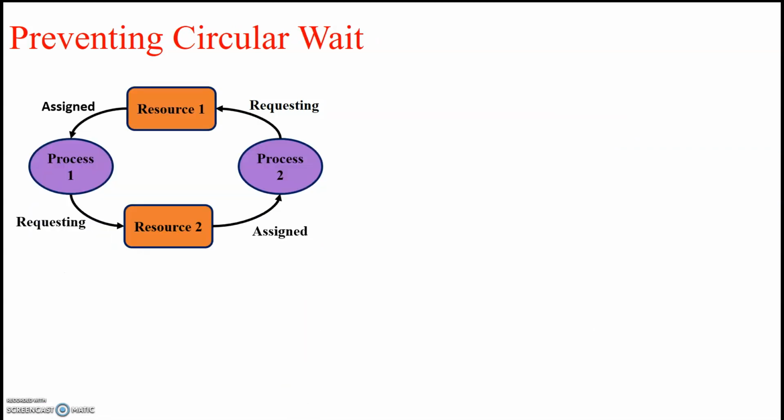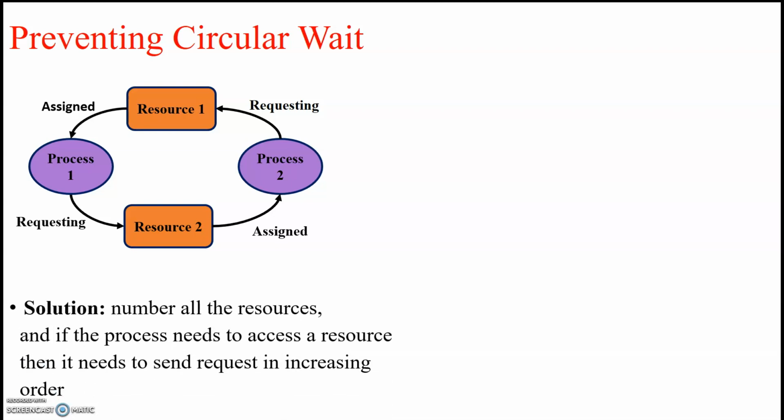Then the last one is how to prevent the circular wait. The circular wait condition is that P0 is waiting for P1, P1 is waiting for P2, and P2 is again waiting for P0. So this is how a cycle is formed. And so the solution to prevent the circular wait is doing the opposite. That means we have to number all the resources, and if the process needs to access a particular resource, then it needs to send a request in increasing order.